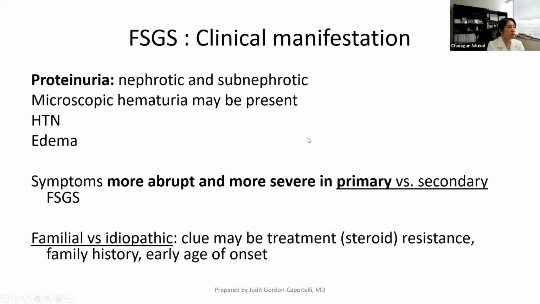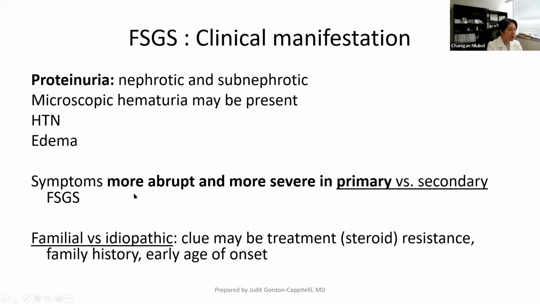So FSGS, again, the hallmark is that they can come in with proteinuria, and it doesn't necessarily have to be nephrotic, but at the later stage, most of them would be nephrotic, which is more than 3 grams per gram. They may have hematuria, doesn't necessarily need to have one, and hypertension and edema.